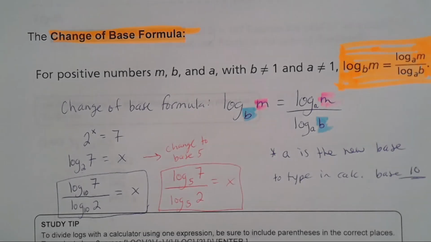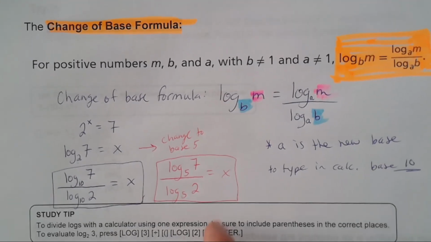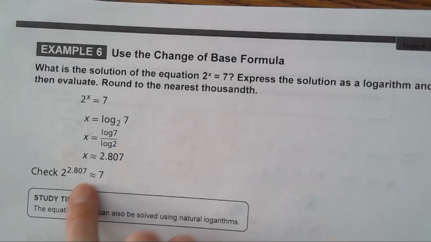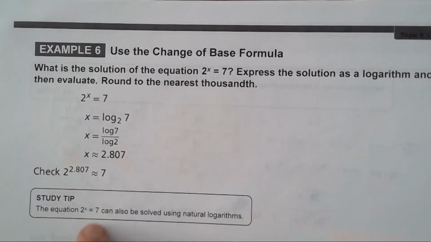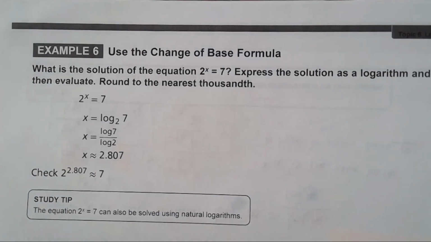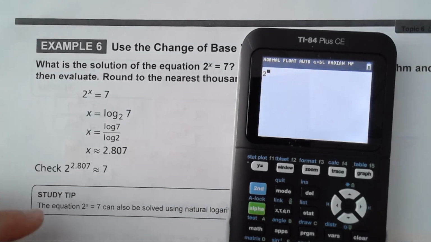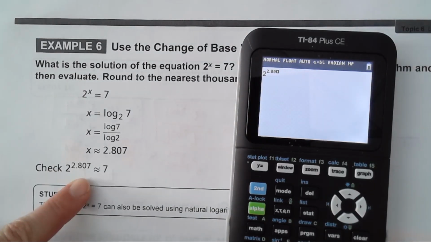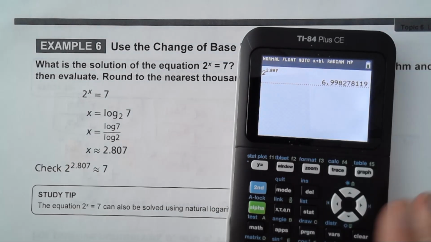I need you to show me this though, because I need to know what you're typing in your calculator. And we can always double check this. So if I plug that in, 2 raised to 2.807 in my calculator, so here was our original one, I get almost 7, which is what I could check.